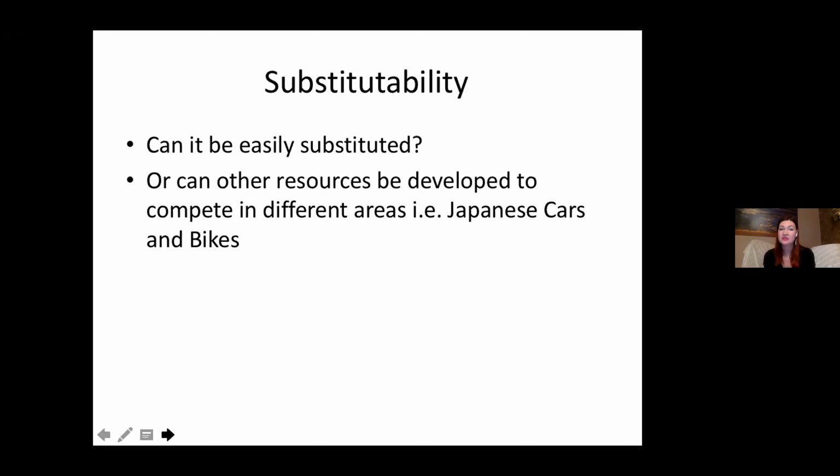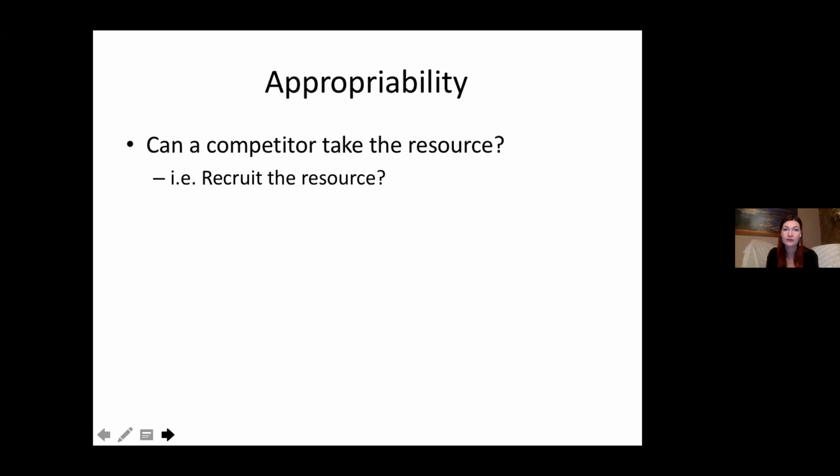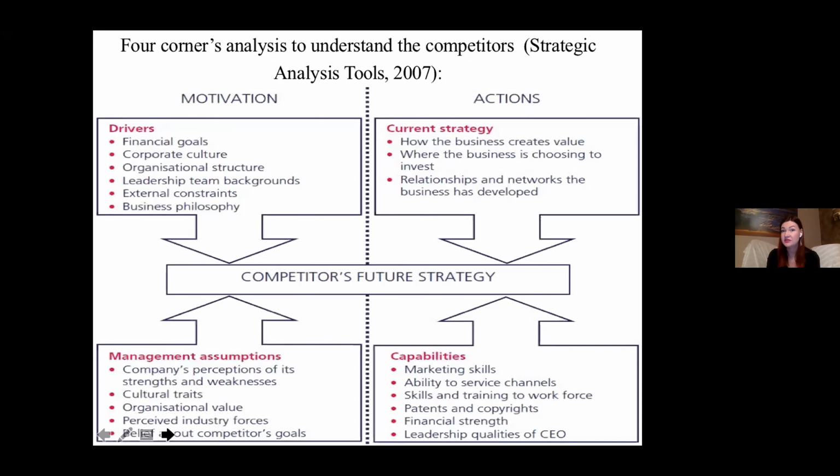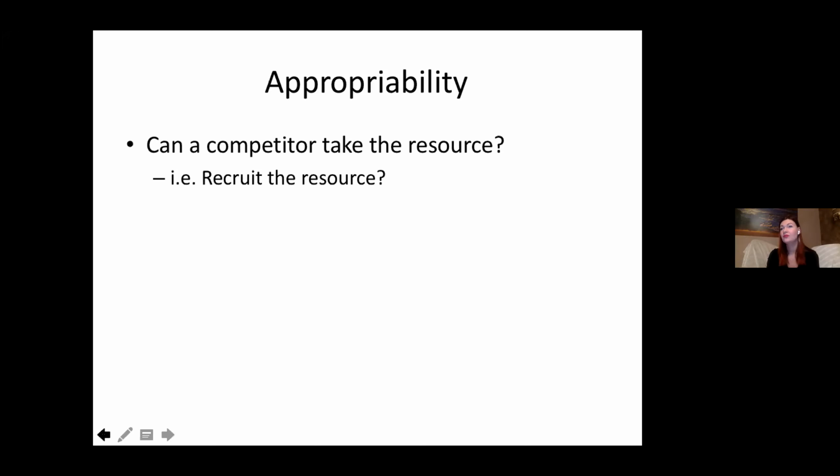Substitutability, can it be easily substituted? Or can other resources be developed to compete in different areas? So does your product have substitutes? And appropriability, is it appropriable? Can a competitor take the resource? Or copy the resource, or steal the resource? So this is all the VRISA analysis. It's a really short one, but it shows us a lot of things about the value of the company, the value of the product.